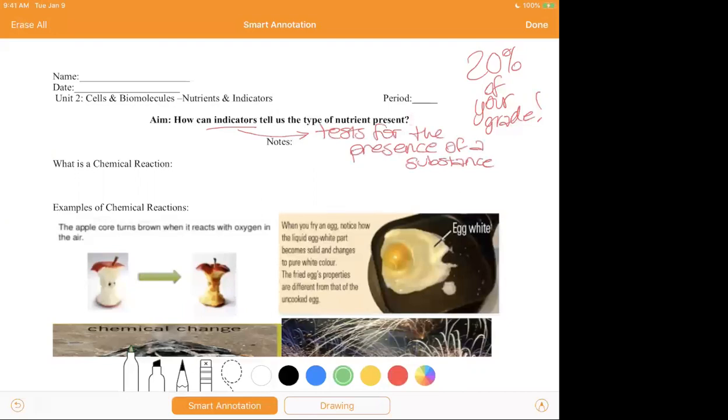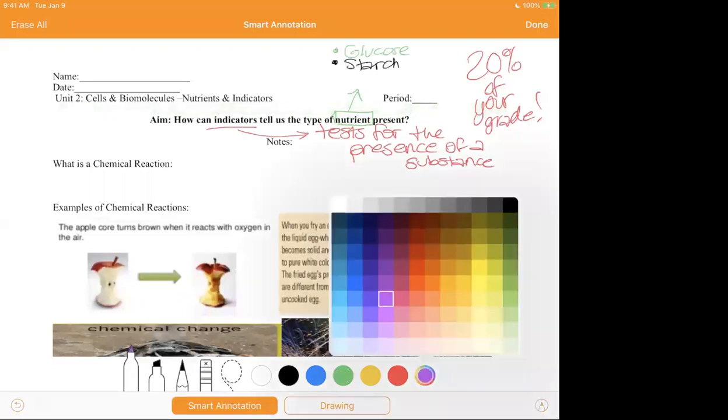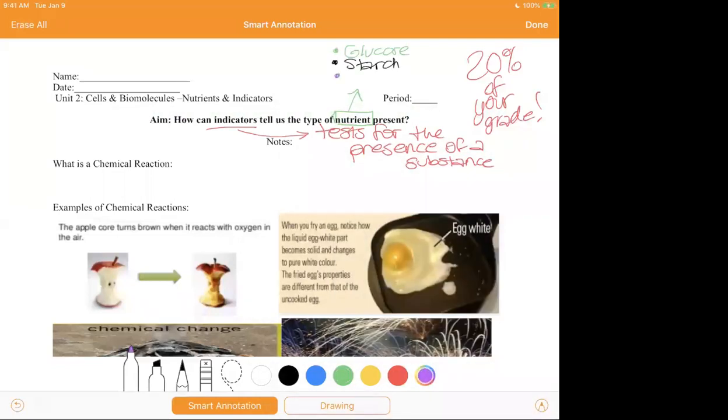In today's lesson, that substance is going to be a specific nutrient. Now, our 4 nutrients that we're going to be using are glucose, starch. So glucose is a simple sugar, starch is a complex sugar. Another nutrient we're going to be using is protein. And the last nutrient is oil, which is going to be our lipid.